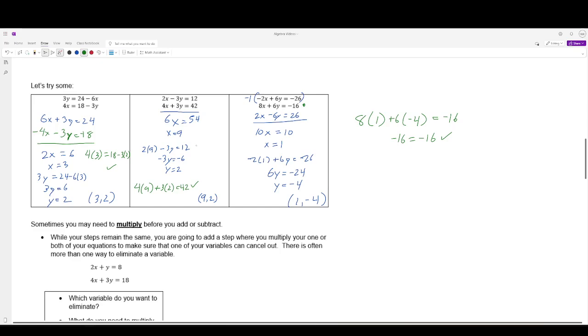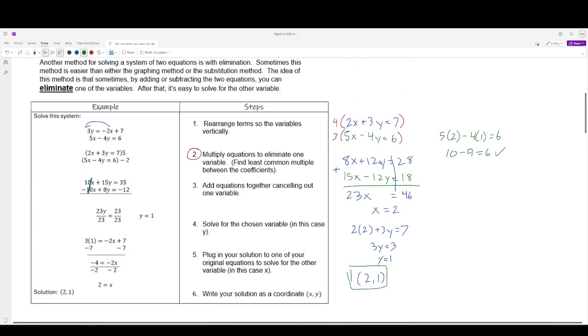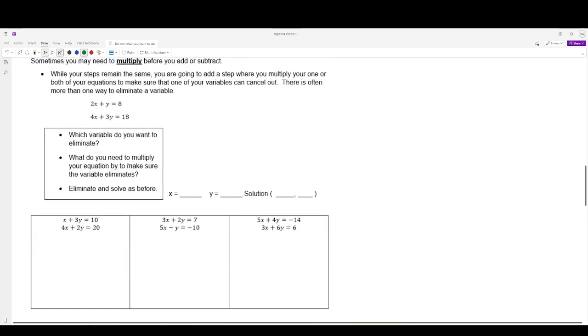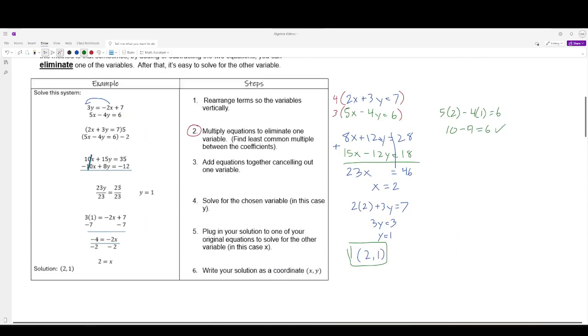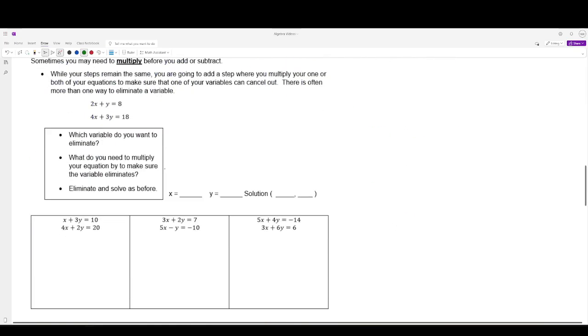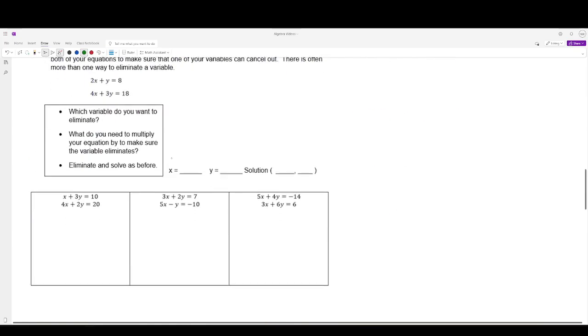The more complicated ones, like our original example up here, are where we need to multiply one or both equations by something to make the variables match. So sometimes we can just multiply one of them. Sometimes we have to multiply both. So the example that we did at the beginning was the most complicated version, where we needed to multiply both equations to make one of the variables equal and opposite, so it would cancel out. These ones are going to be a little simpler, where we're just multiplying one thing.